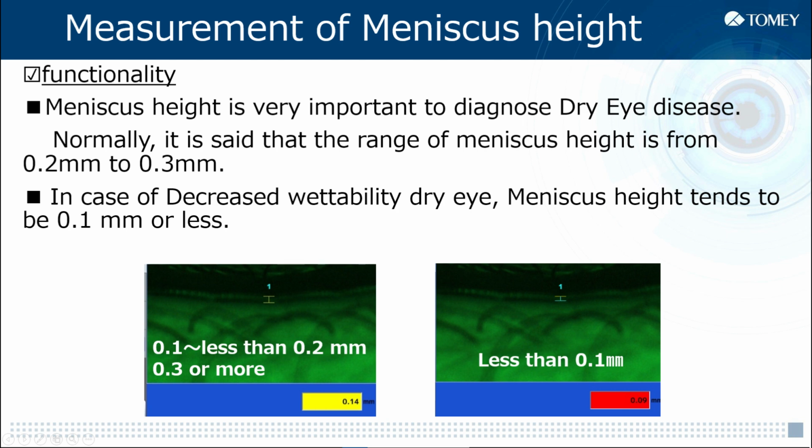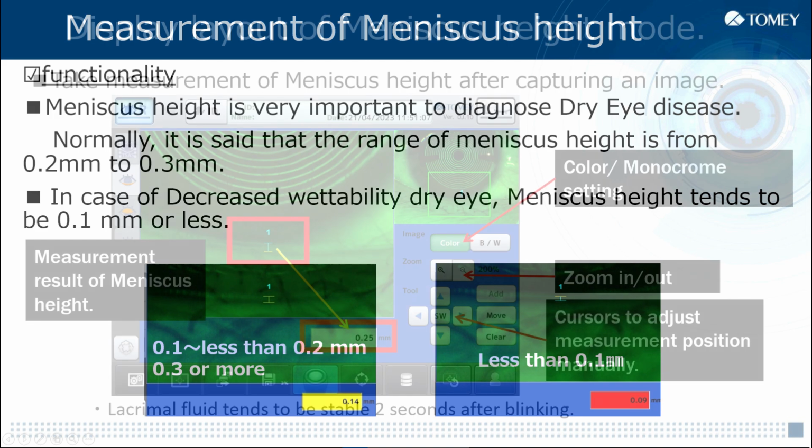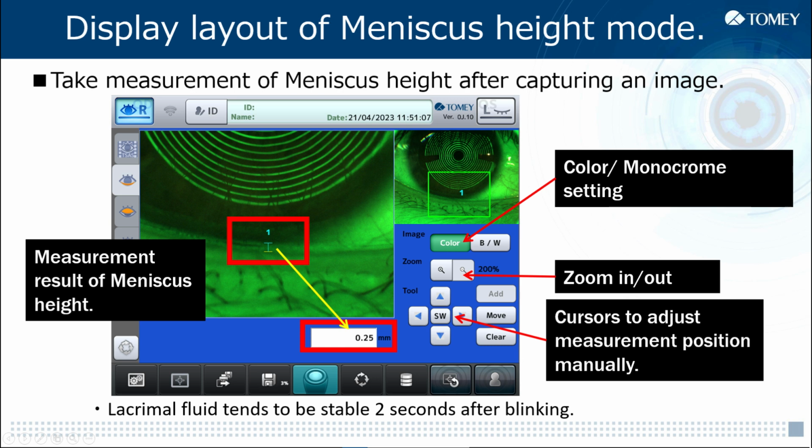The meniscus height will be highlighted in yellow when the value is from 0.1 mm to 0.2 mm, or more than 0.3 mm. And the value will be highlighted in red when it is less than 0.1 mm. Here is the display layout of the meniscus height analysis screen. When you enter the analysis screen, please press the Add button on the right, then touch the picture so the measurement cursor appears. Then please adjust the measurement position manually with the direction arrows. The measurement result is displayed below the camera image.